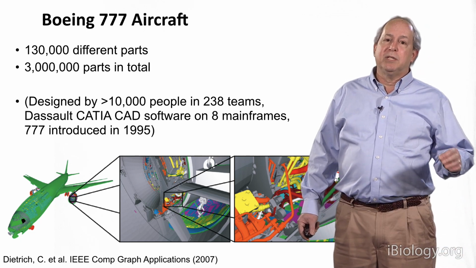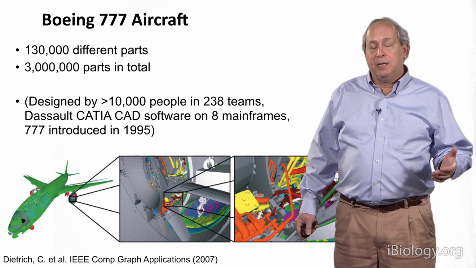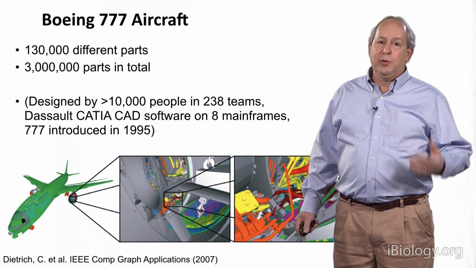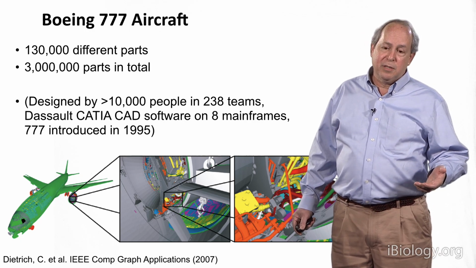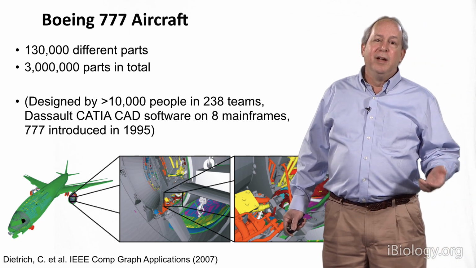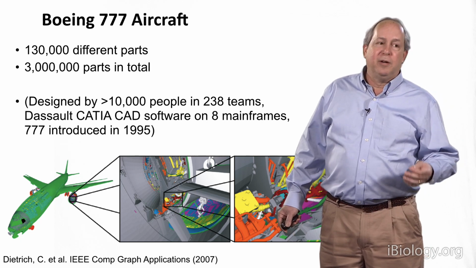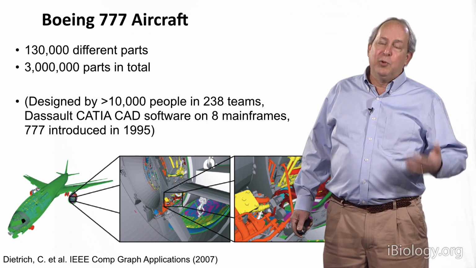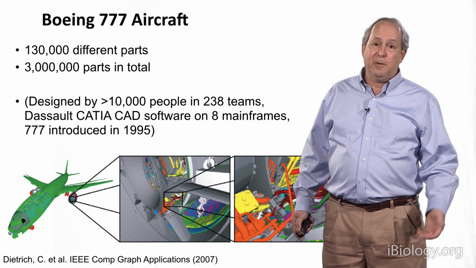A Boeing 777 aircraft, which was designed in the early 1990s and was one of the first airplanes to be designed entirely in computers, has about 130,000 different types of parts. And given that some of these parts are found in greater numbers than one, 3 million total parts. That degree of complexity could be encompassed in computer-aided design programs and in the computers that existed 20 years ago.